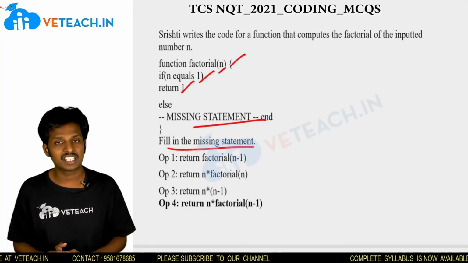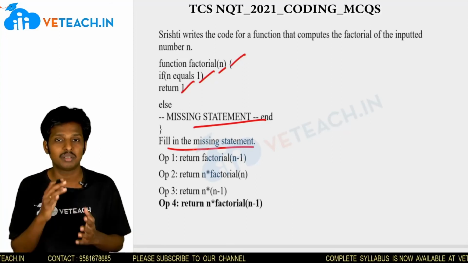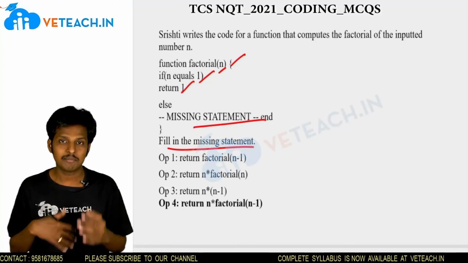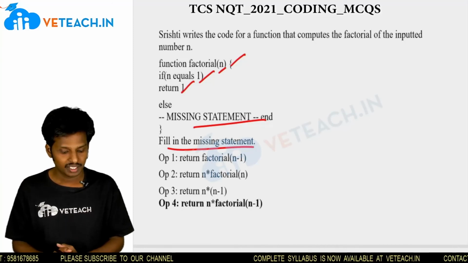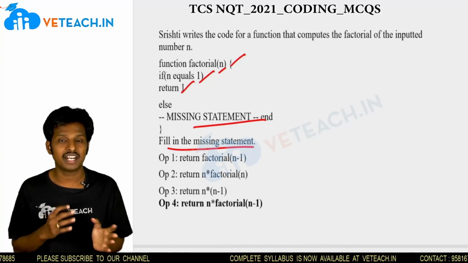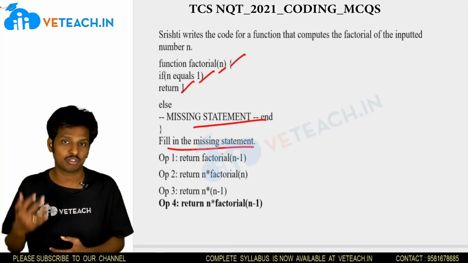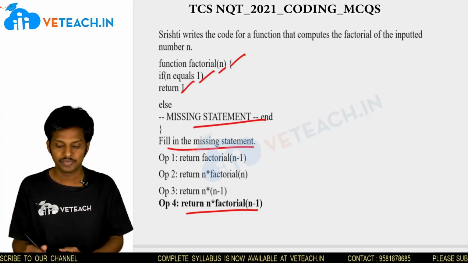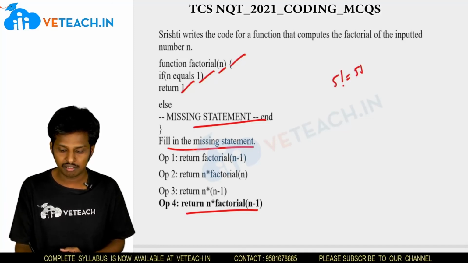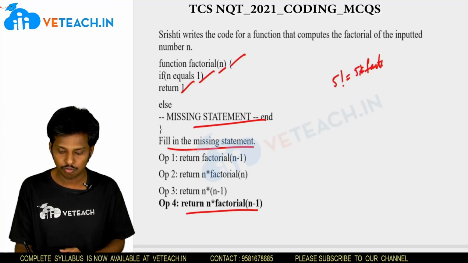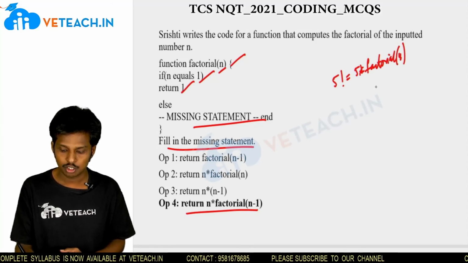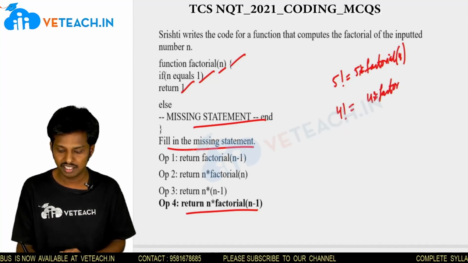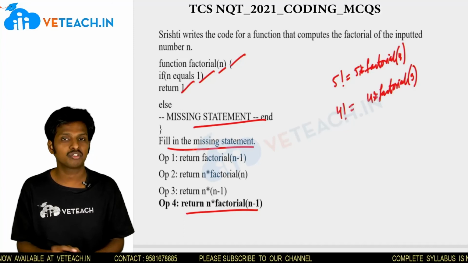Return factorial of n minus 1. So when we return factorial of n minus 1, the previous n will not be multiplied for that. Return n into factorial of n, the same number will be multiplied with the same factorial. Next, return n into n minus 1, it just finds the next number, that's all, it's not going to find the factorial of the number. Return n into factorial of n minus 1 will be the suitable answer, where if I consider 5 factorial, 5 into factorial of 4 gets calculated. To find this, factorial of 4 calculates and then 4 star factorial of 3 gets calculated. So this is the suitable answer for this program.